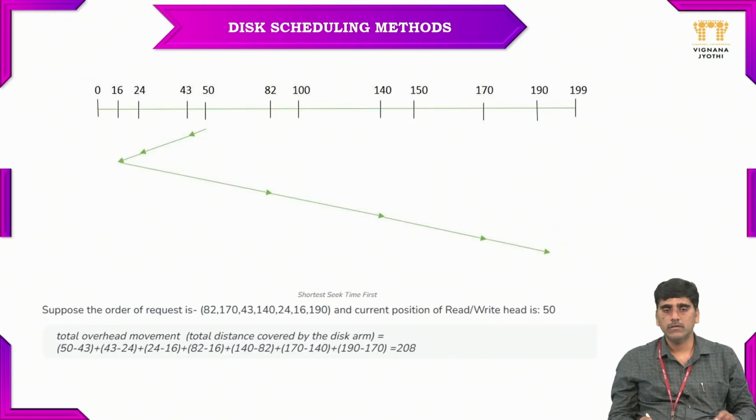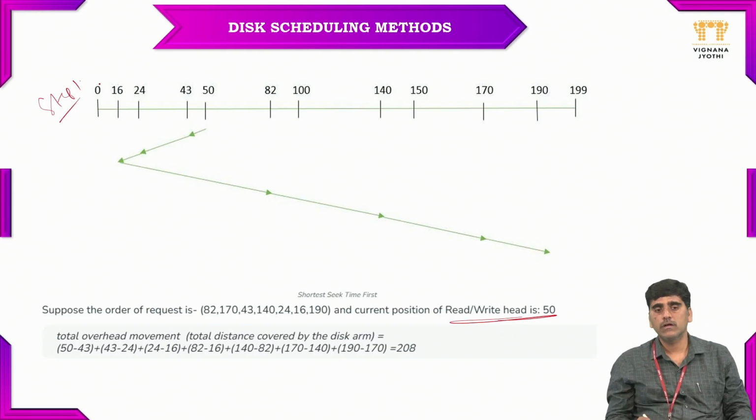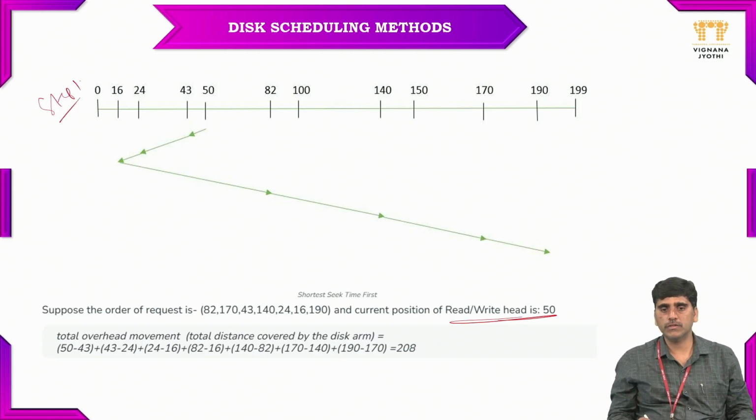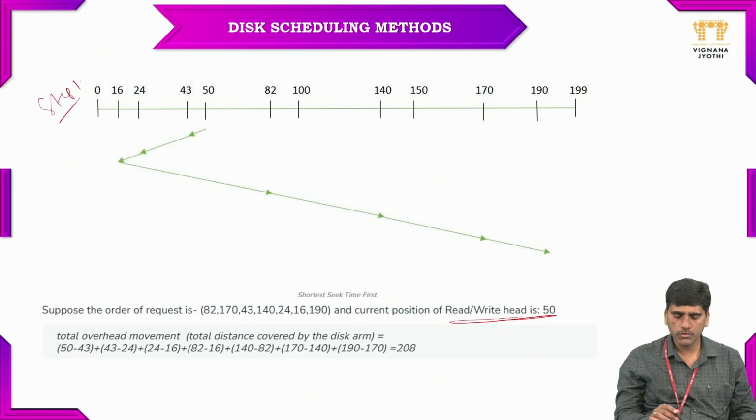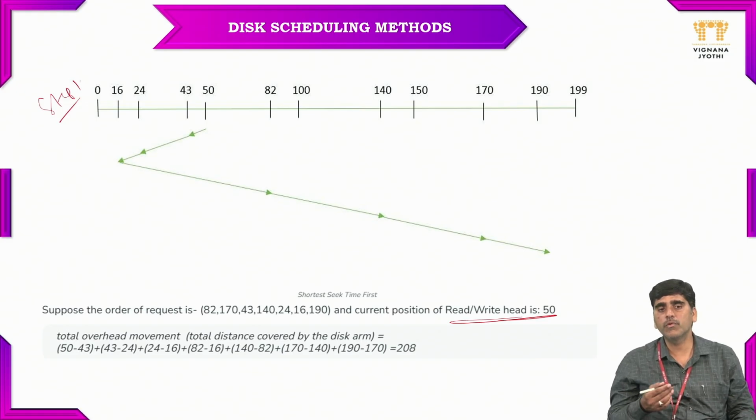The disk order of requests are 82, 170, 43, 140, 24, 16, 190, and the current position is 50. As step 1, we have to draw the disk order of requests with the current position. In shortest seek time, as the name itself says, the request whose seek time is less will be executed and moved to first.